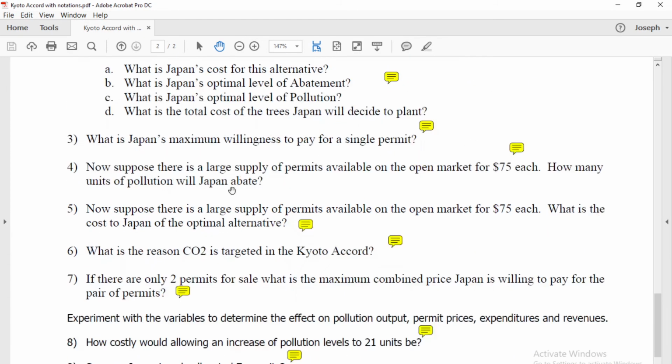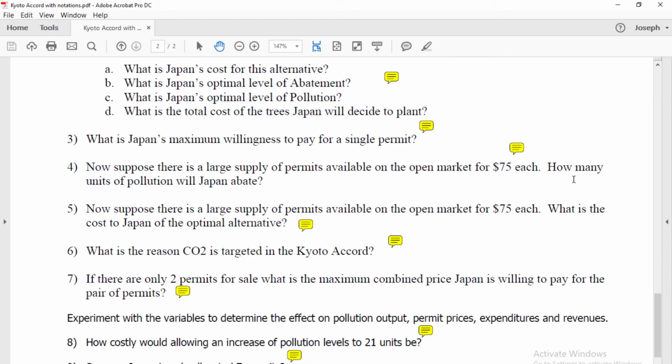These other questions have to do with, suppose there's more than one permit available, and instead of auctioning off one permit, there were a bunch of permits to buy, and in fact they were all selling for $75 a piece, right? So even though the tax implied by the Kyoto Accord was $100 a piece, the permits are available for $75 a piece. So really the cost that Japan is now confined by is the $75 permit. So it doesn't make sense for them to do anything that costs more than $75.